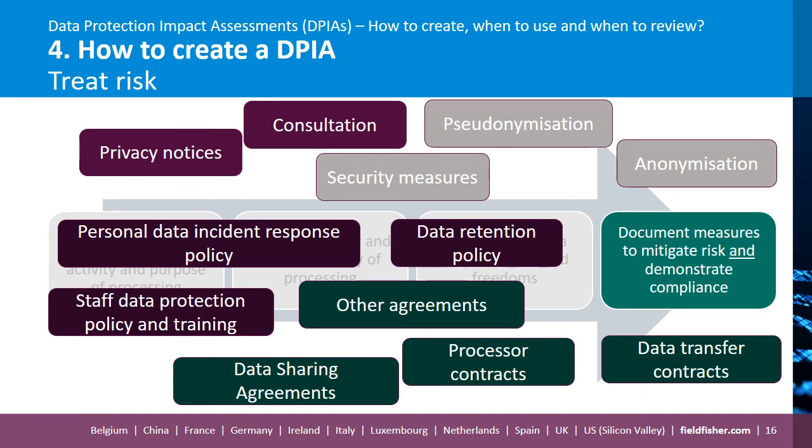The last and final step in the process of creating a DPIA is to treat the risk accordingly by documenting the measures chosen to mitigate those risks and demonstrate compliance. Some examples of risk mitigation could be anonymizing or pseudonymizing the personal data at stake, putting appropriate data sharing terms in place, consulting with your regulator about the processing activities that you're planning to conduct, implementing appropriate policies and procedures, and providing training to your staff, and so on.